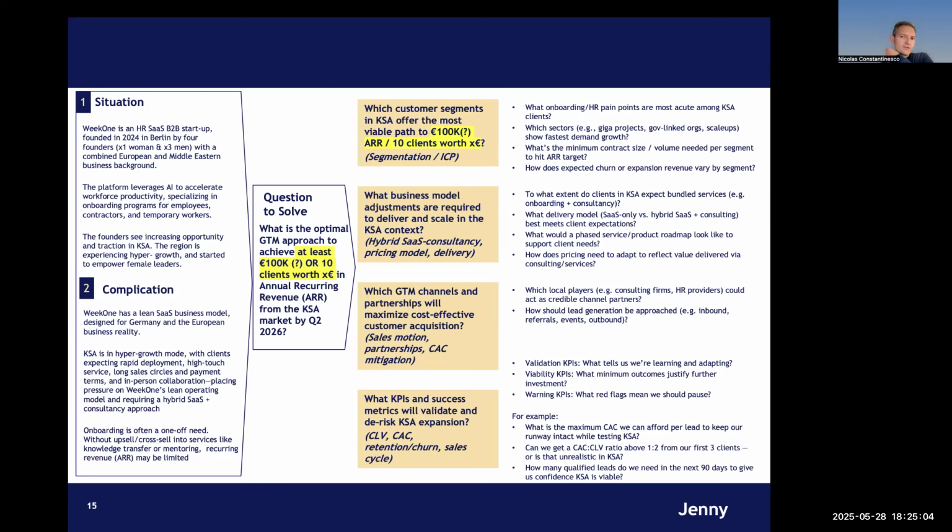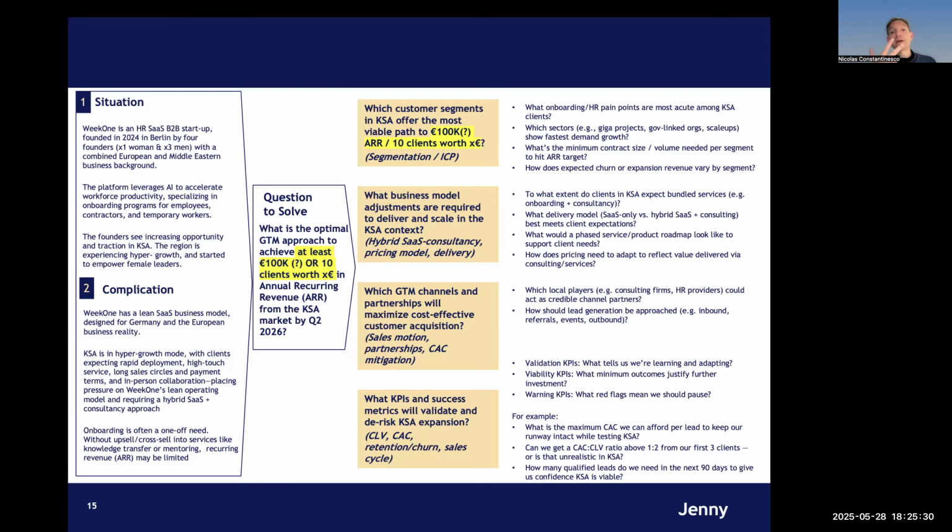So let me get into the detail. Starting with the mismatch between the situation and the complication. The complication goes a lot into what is different and what is special about the business environment in KSA versus Germany, right?